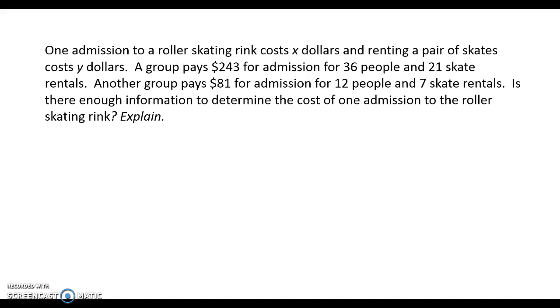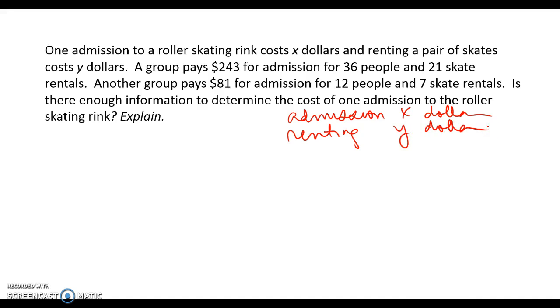Let's do a story problem. One admission to a roller skating rink costs x dollars. And renting the skates is y dollars, right? So a group pays $243 for admission for 36 people and 21 skate rentals. So the cost of admission is x dollars. So 36 times x will be the admission for 36 people, plus 21 times y equals 243.